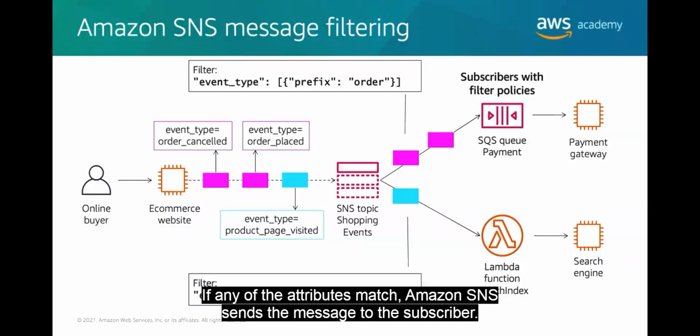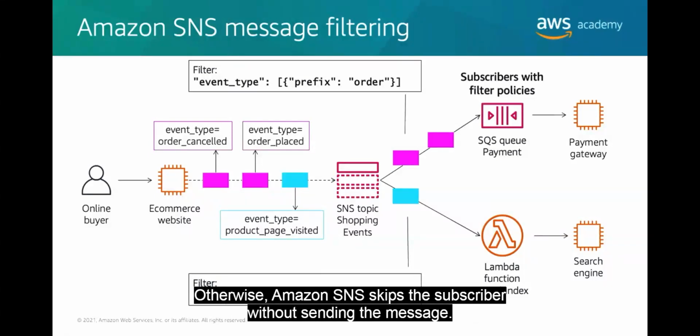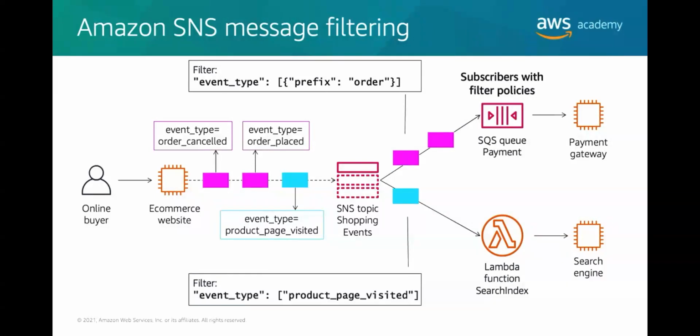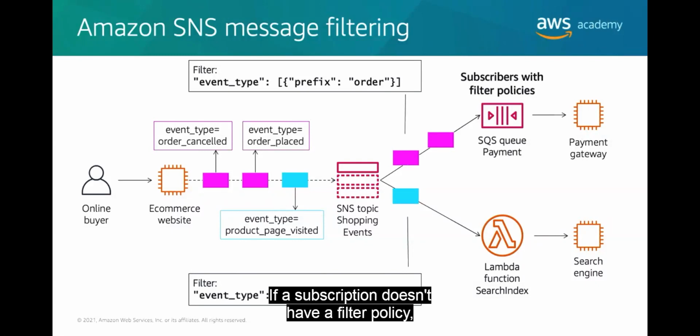If any of the attributes match, Amazon SNS sends the message to the subscriber. Otherwise, Amazon SNS skips the subscriber without sending the message. If a subscription doesn't have a filter policy, the subscription receives every message published to its topic.